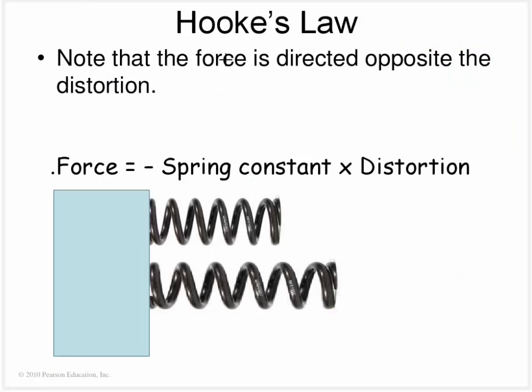The expression that gives us the force as a proportional of distortion is called Hooke's law, and Hooke's law simply says that the force that a spring pushes or pulls with is equal to negative k times x, where k is some spring constant and x is the distortion. Now what this negative sign means is that the force is in the opposite direction that it's stretched.